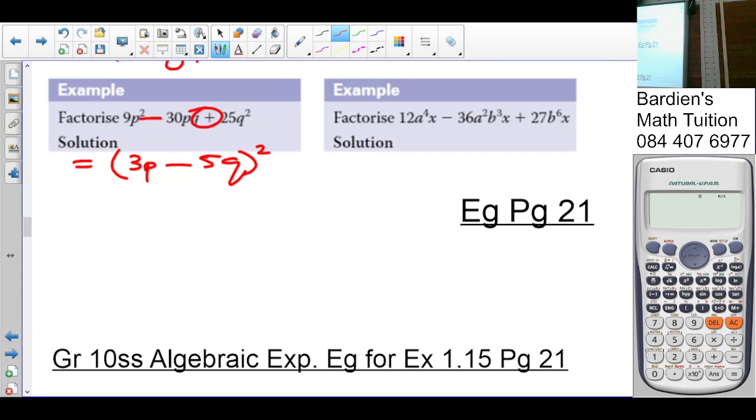Remember, we made all these notes last year. That still applies for grade 10, no? Right, let's look at the next one. What's the square root of 12a^4x? That's not a perfect square. But what do I notice? There's a common factor. And what is common, people? 3x.